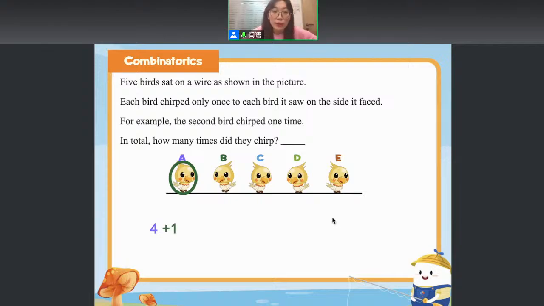And the next one, what about the C? How many times? You just observe how many birds are there on the right side. 2, correct. Okay, good job. So here, plus 2. Okay, next one, move on to D. How many times? Yes? Okay, correct. 3, right? A, B, C, right? So 3 times. And what about the E?